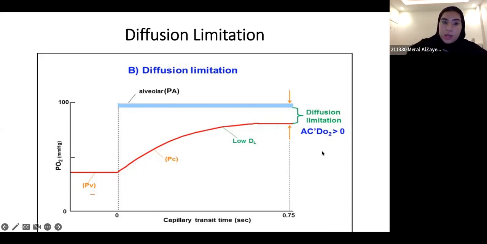You remember when we said if the arterial PO2 reaches the alveolar PO2, like 100 minus 100 would be 0. But if it doesn't reach, the difference in value would be more than 0. For example, let's say this is 100 and this is 80. 100 minus 80 would be 20. You know what I mean? So it's more than 0. Okay, is that clear?